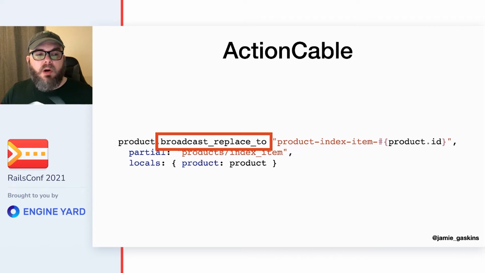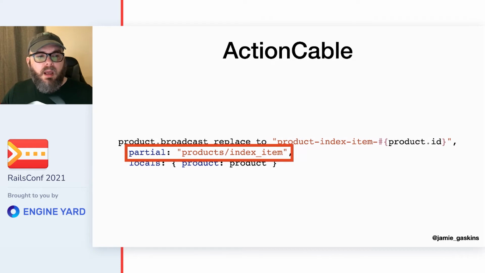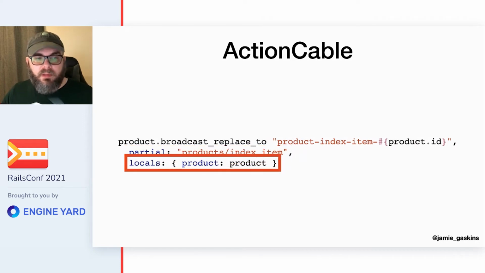So what we're doing here is we're calling broadcast replace to on the product, and we tell it which stream to broadcast on. In this case, it's the product index item with the product ID, and which partial we're going to render to ActionCable, and what local variables we need to be available inside that partial.